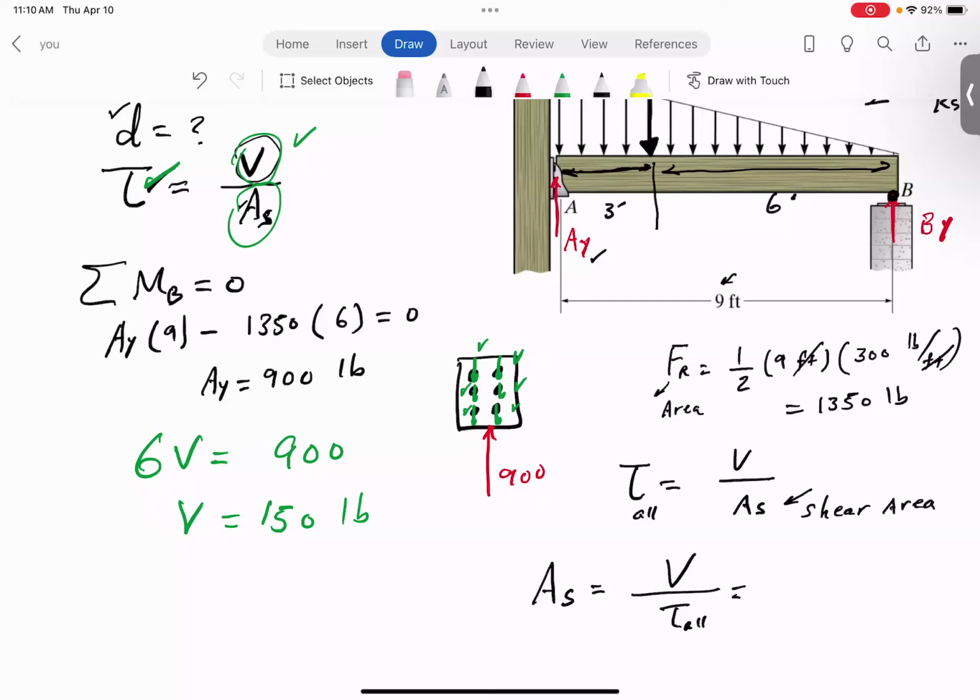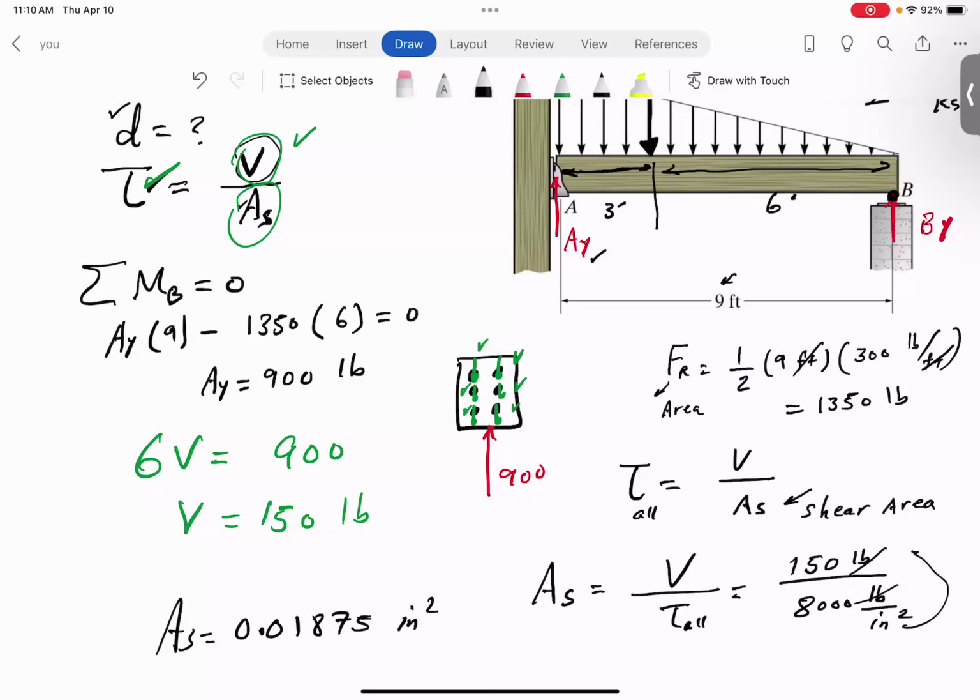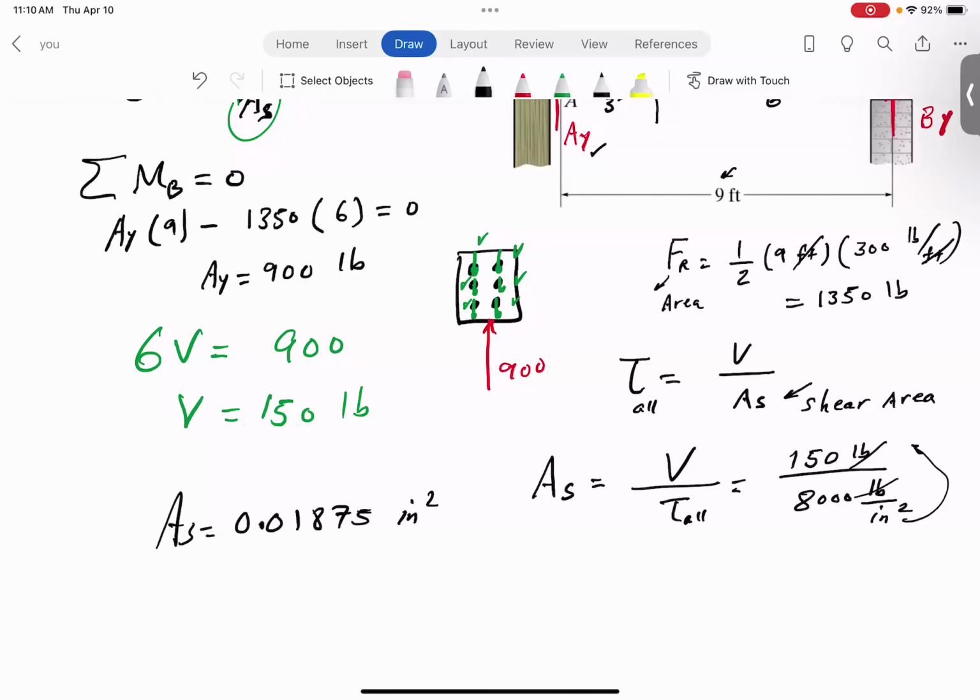So if you take 150 pounds and divide it by 8,000 PSI, which means pounds per inch squared. So let's see, what is 150 divided by 8,000? It becomes 0.01875, and you see the unit would be inches squared because pound and pound cancel, and inches squared goes up into the numerator.